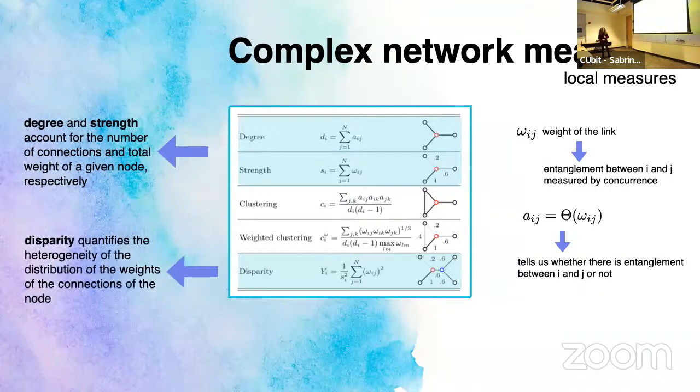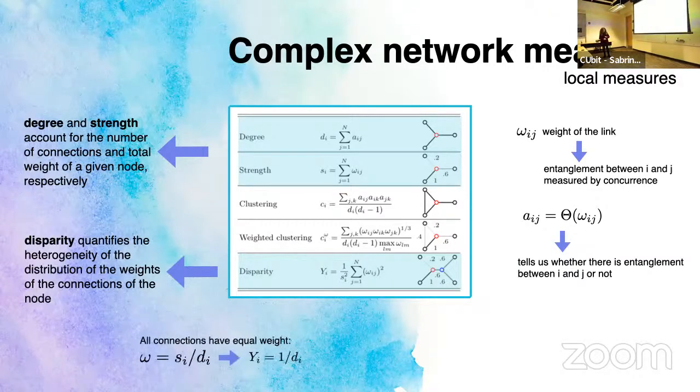And disparity instead quantifies the heterogeneity of the distribution of the weights of the connections to the node. Mathematically, it's defined in this way, where S is the strength and omega ij are the weights of the links. And this is really a measure of how heterogeneous the distribution of weights in the network is. But it's a local measurement. So it's how heterogeneous the distribution of weights is around a given node. So they are all local quantities, they measure locally.